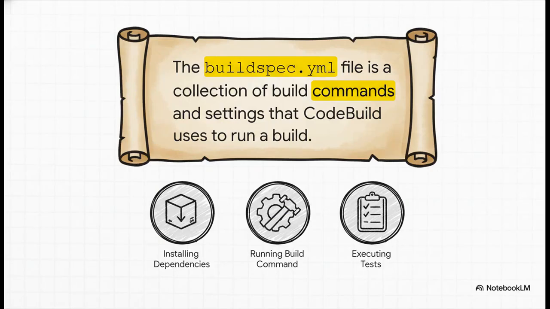Okay, this is critical for the exam. You might be asking, well, how does CodeBuild know what to do? Great question. It looks for a special file in your code repository called buildspec.yml. Think of this file as the recipe. It tells CodeBuild the exact commands to run at each step, like installing dependencies, building the code, and running your tests.